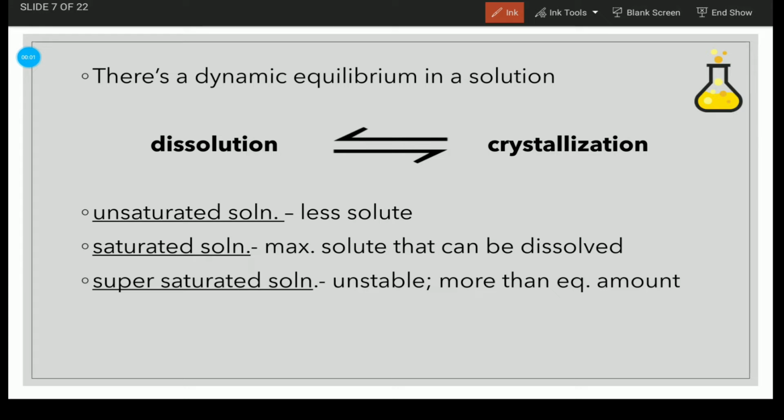In the process of dissolution, there is a dynamic equilibrium between the solid and the dissolved state of solute. There is a continuous process of dissolution as well as recrystallization of the solute particles. On the basis of solubility, the solutions are divided into three categories. The first are the unsaturated solutions. The second are the saturated solutions. And the third are the supersaturated solutions. These are quite unstable in nature and more than the equilibrium amount of the solute is present in it.